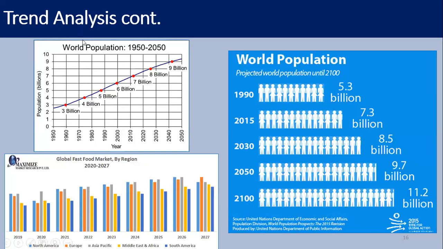So in the first picture, you can see world populations, from 1950 to 2050. How have they designed these diagrams? Now we are in 2000, 2001. So what we are basically doing is analyzing the previous data.